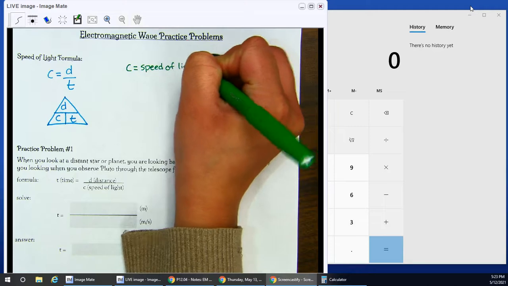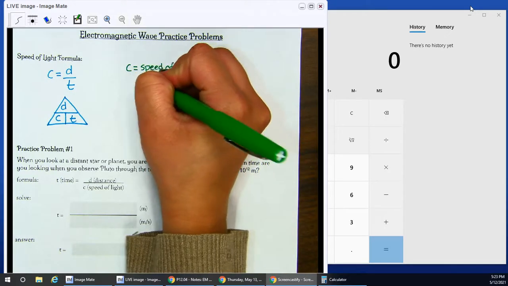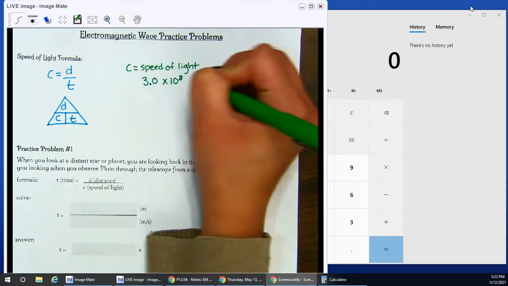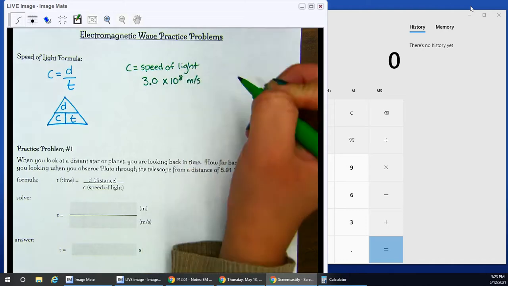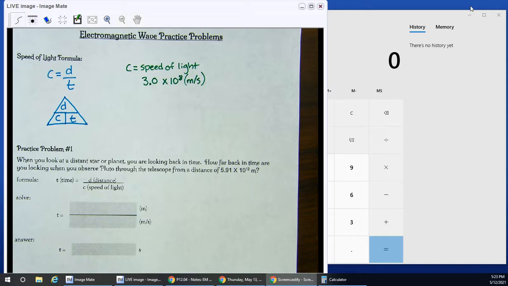It could also be velocity of light. And that number is always going to be 3.0 times 10 to the 8th meters per second. Meters per second is just the unit. 3 times 10 to the 8th is the actual number. So that means it's 3 with 8 zeros behind it.